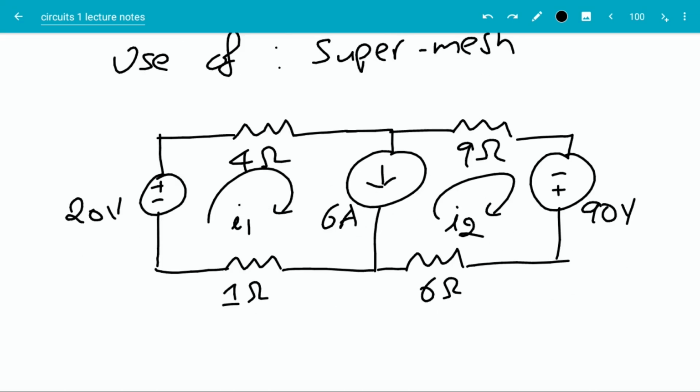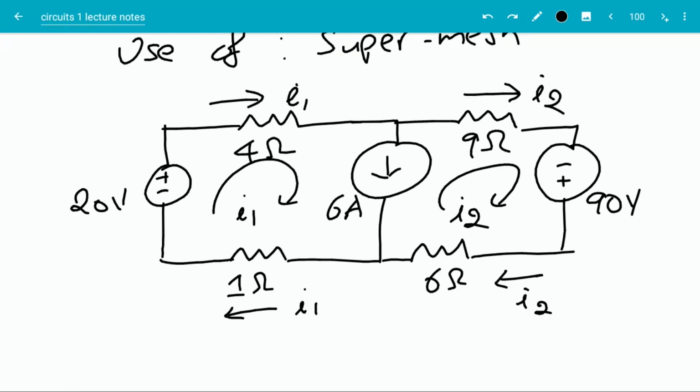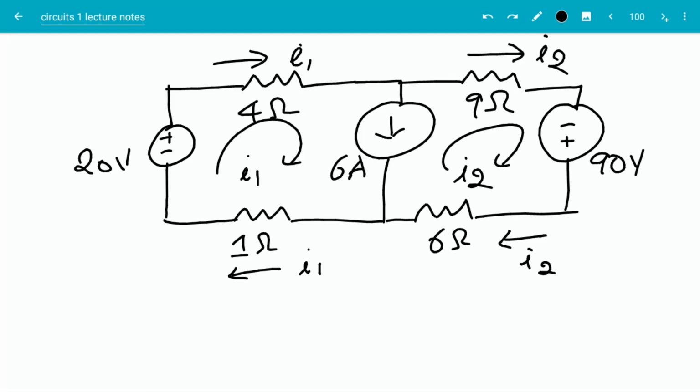Once we have the loop currents, the next step is to determine the branch currents. The branch currents induced by the loop currents are shown in the figure. Pause the video here to convince yourself that these are the correct branch currents. The next step is to write the KVL equations.